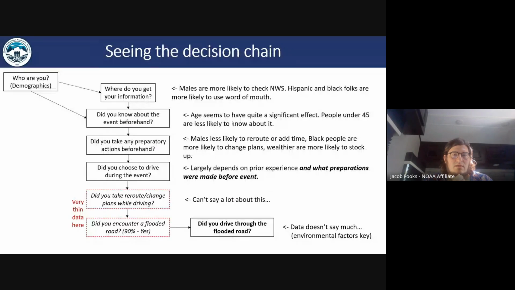Next slide. However, if you look at this in the context of the whole chain, suddenly there's a lot more that we can say. While there's demographic variation, that doesn't necessarily affect whether they drive through the flooded road or not. We do see that the decision to drive is contingent on preparations, and that different groups are more likely to take different preparations. Next slide.